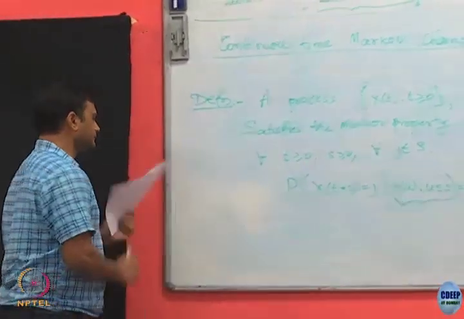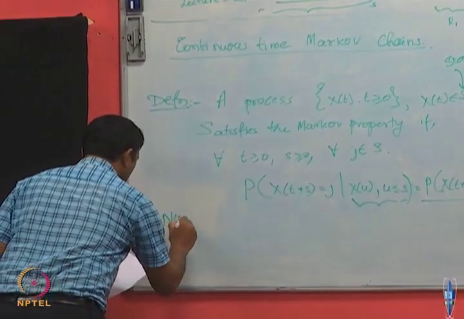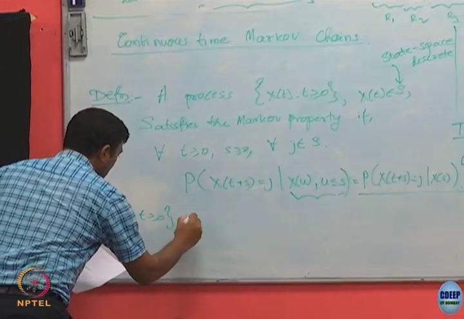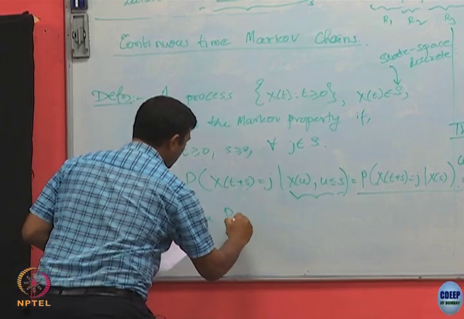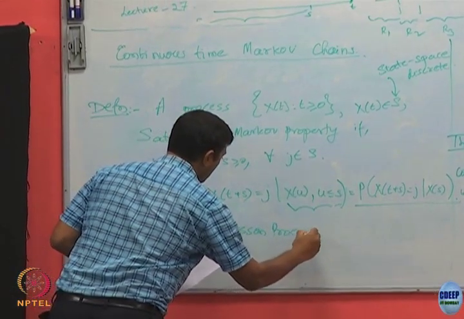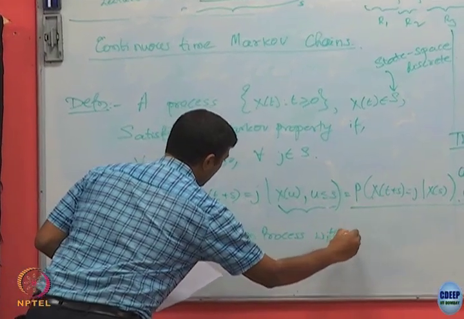Let us say N_t is a Poisson process with rate lambda.